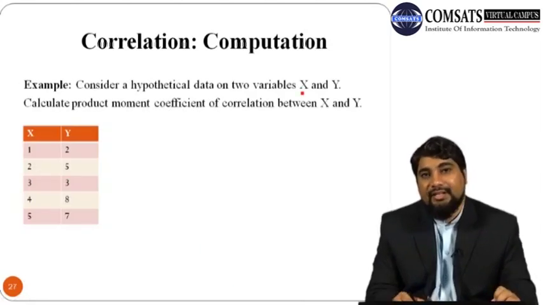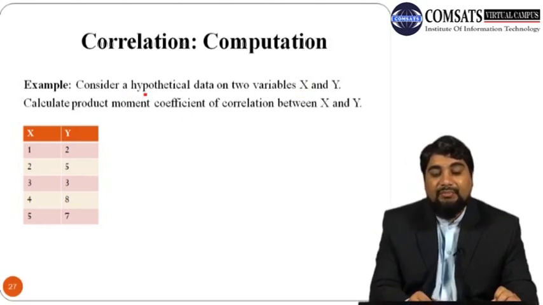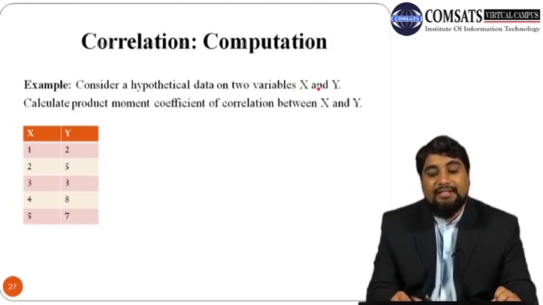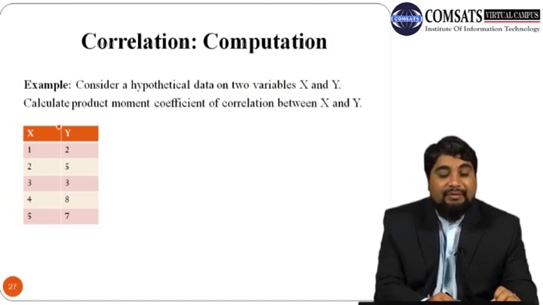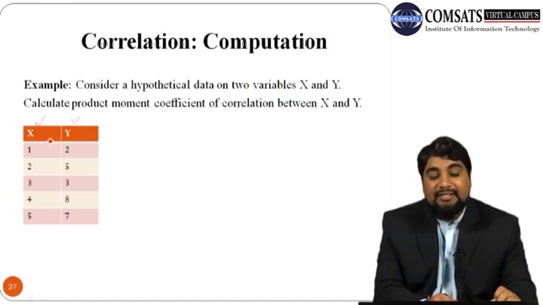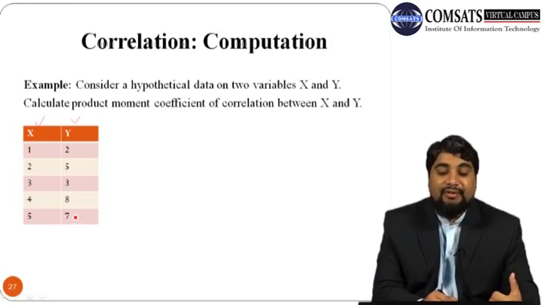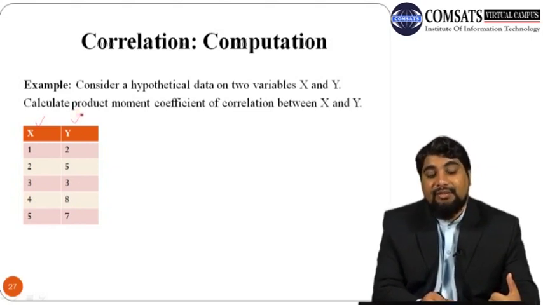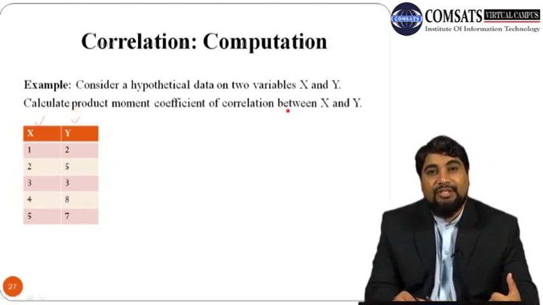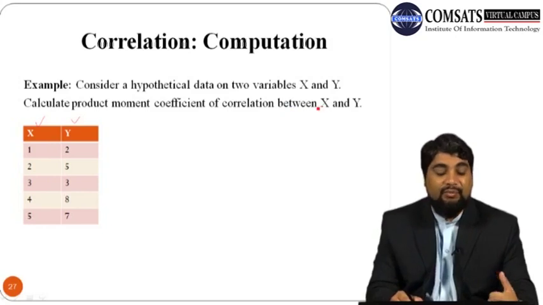So let us explain the idea of correlation with the help of an example. Consider hypothetical data on two variables x and y. Here x takes values 1, 2, 3, 4, 5, whereas y takes values 2, 5, 3, 8, 7. The question is to calculate the product moment coefficient of correlation between x and y.